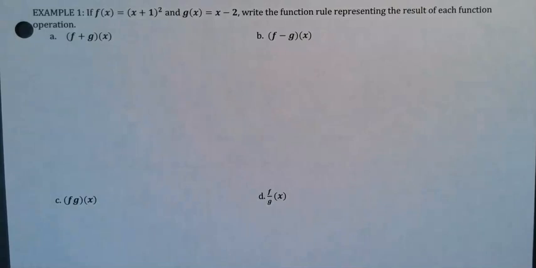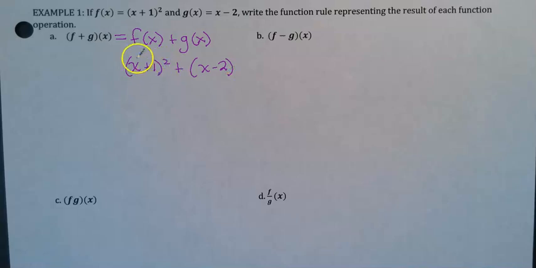All right, so if we have this equation, for the first one, we have the quantity f plus g of x. Well, we just said up above in the table that that's equal to our f of x plus our g of x. This one's already really done for you. Okay. So our f of x is the quantity x plus 1 squared, plus our g of x, the quantity x minus 2.